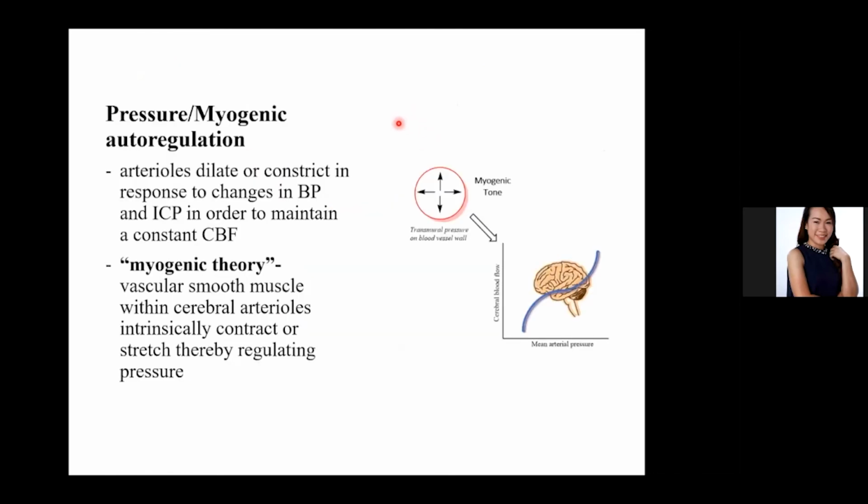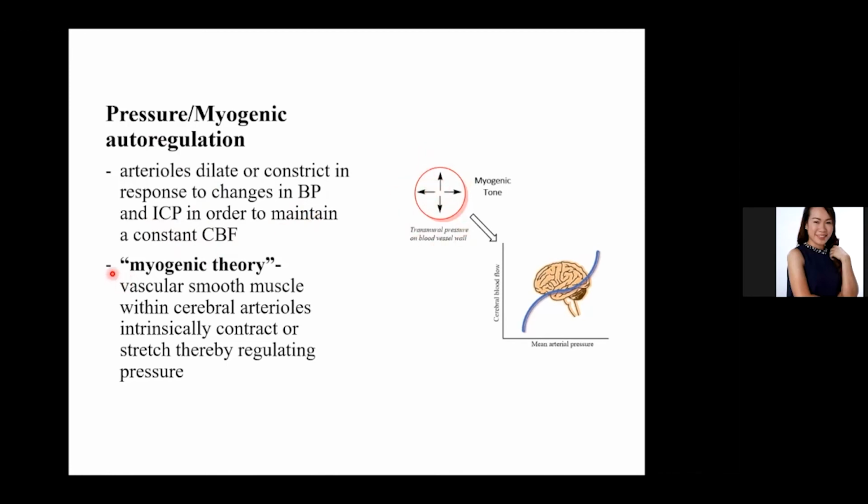Let's start with pressure or myogenic autoregulation. When we say pressure or myogenic autoregulation, the arterioles will either dilate or constrict in response to changes in blood pressure and intracranial pressure, in order to maintain a constant cerebral blood flow. So what pressure are we talking about? Blood pressure and intracranial pressure. So this is the myogenic tone. It will either constrict or it will dilate.